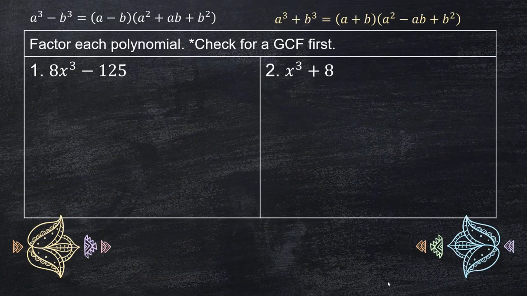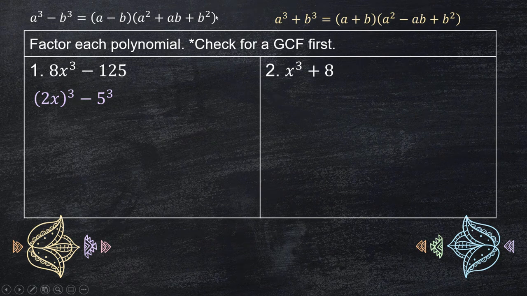So in example 1, we've got 8x cubed minus 125. So remember that 8 and 125 are perfect cubes. So let's write them as their perfect cubes. So 8 is 2 cubed and 125 is 5 cubed. So now that we wrote these numbers as cubes, we can more clearly identify what a and b are. So the first term that is cubed is 2x, and the second number that's cubed is 5.